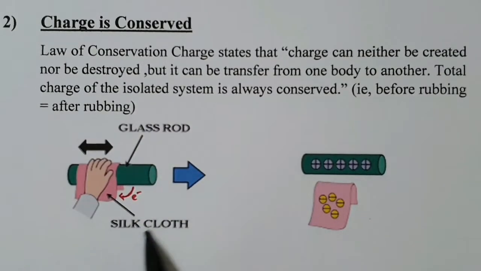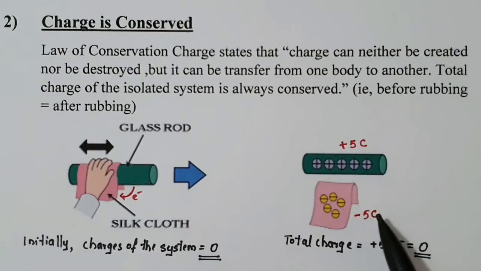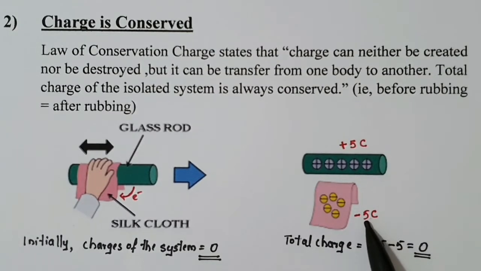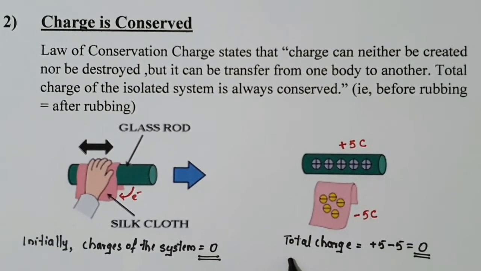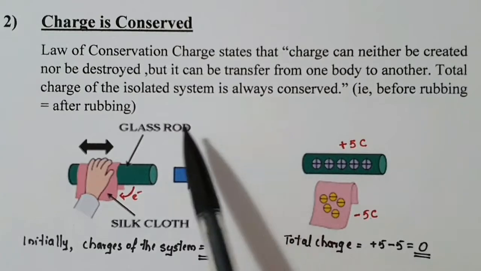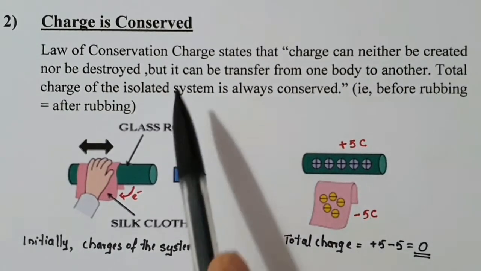Initially, the silk and glass rod system are neutral. When they rub each other, they get charged. Suppose the glass rod acquires a charge of plus 5 coulomb, then silk acquires minus 5 coulomb of charge. Then the total charge of the system after rubbing is plus 5 minus 5, which is equal to 0. So before and after the rubbing process, the total charge of the system is the same, or we can say it is conserved. Here, we have not created or destroyed any charges. Only transfer of charges takes place from one body to another. But the total charge remains constant. So this is the law of conservation of charge.